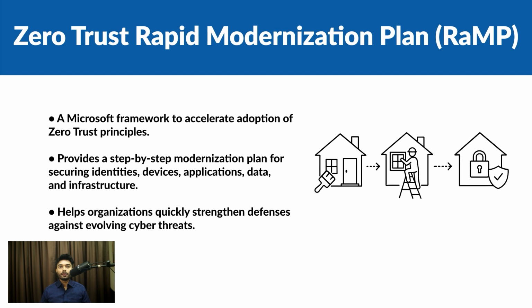For example, it begins with enforcing strong authentication in Azure Active Directory, then moves to securing endpoints with Intune and Defender, and later protects workloads with Defender for Cloud. This structured roadmap helps organizations modernize faster, reduce risk, and build a resilient Zero Trust architecture.